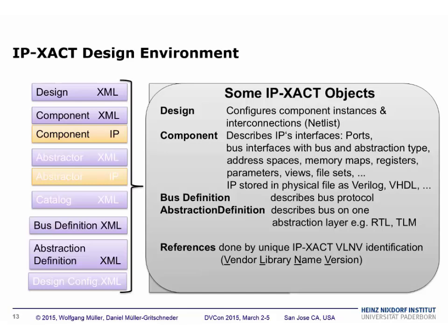And in order to find that, the bus interface, to reference such a bus definition, uses the vendor library name version reference. So all objects in IP-XACT are actually identified over this VLNV identifier, which is very unique to IP-XACT. And this is also something we have to consider later on when we are writing our API for our model.